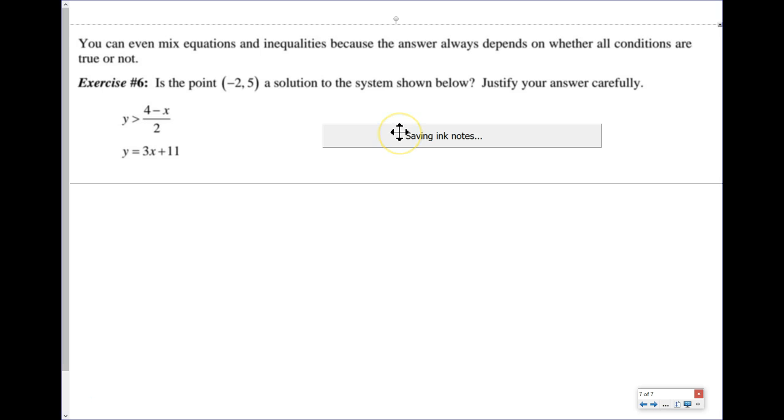Oh sorry, I don't know why this is here. The saving ink notes is here. I'm sorry guys, and I'm not really sure why that's doing there.